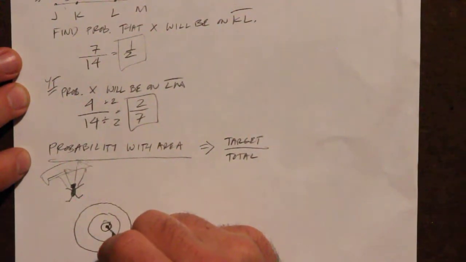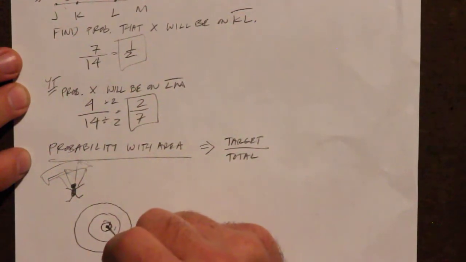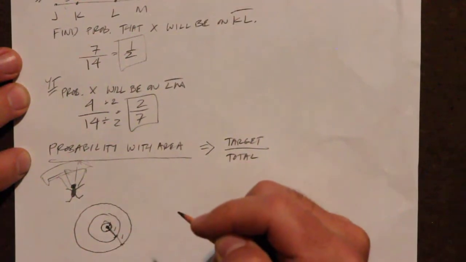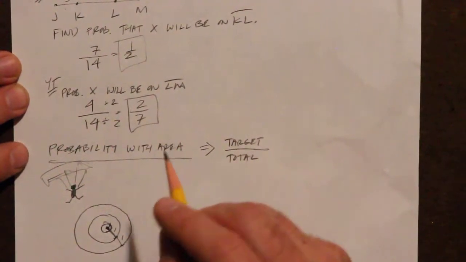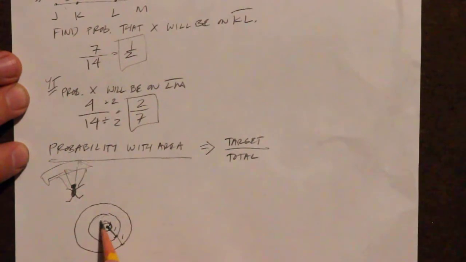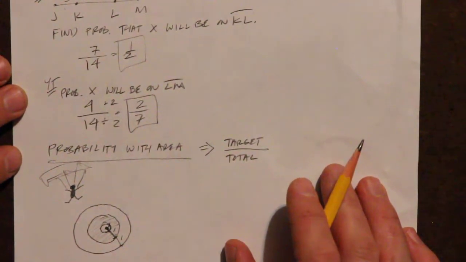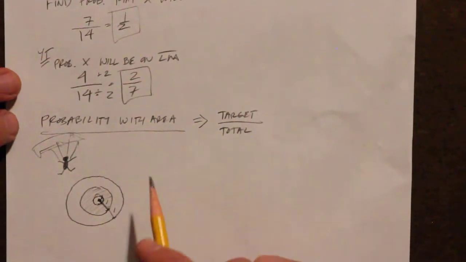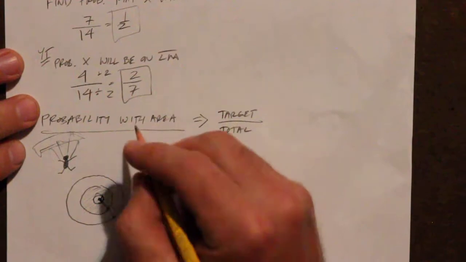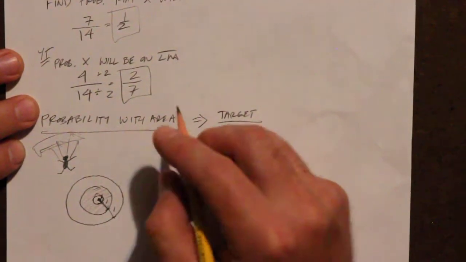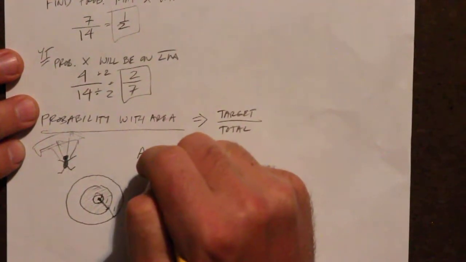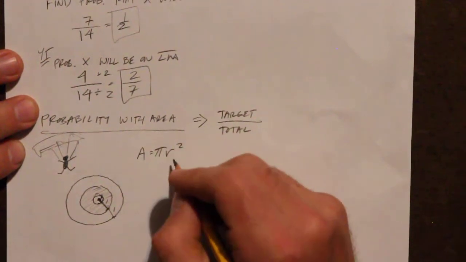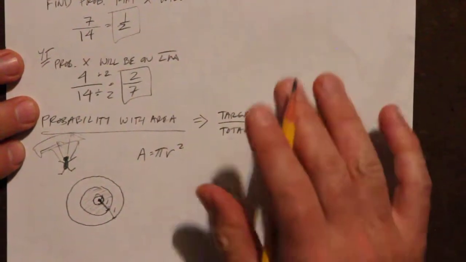From here to here is 1. And from here to here is also 1. Alright, now I'm going to shade in this little donut right here, and you'll see why in just a second. Let's see what we have to do here. So remember, the area of a circle is pi r squared, where r is the radius.